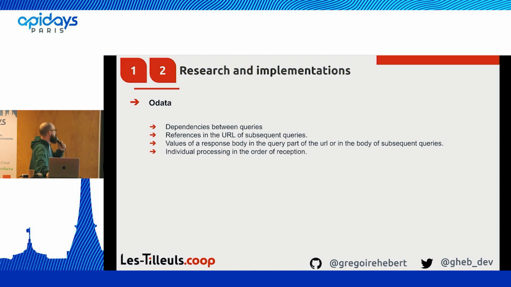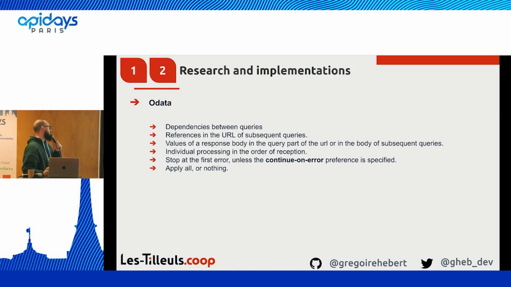Individual processing is in order of reception. This is different from Snail. We can stop at the first error and keep everything as it is, unless you have sent a prefer continue-on-error header. Also, you apply all or nothing. This is important. Maybe I have sent multiple requests, maybe the third fails, and I need to roll back everything that has been done on the first and second.